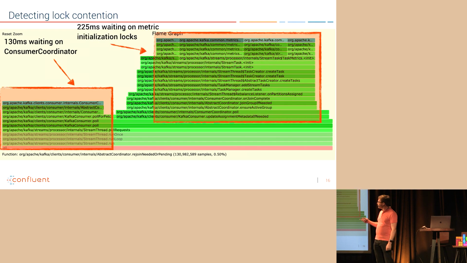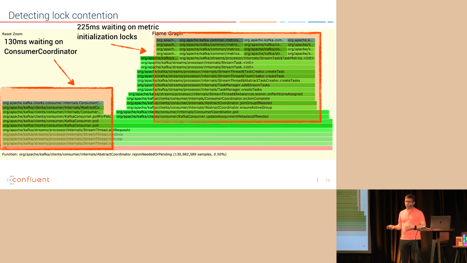And the other part is we're spending about 250 milliseconds creating metrics. So Kafka and Kafka Streams create a lot of metrics on startup, and they're all fighting for the same lock. And if you have like 8 threads starting up and they're all trying to create all these metrics, they'll all basically be waiting on the same lock to initialize all these metrics.